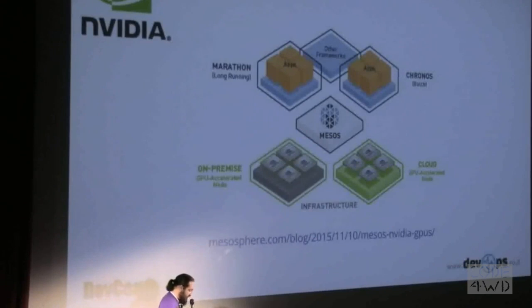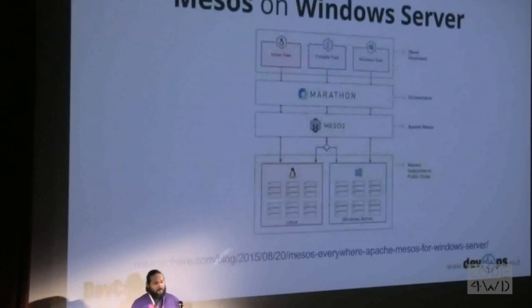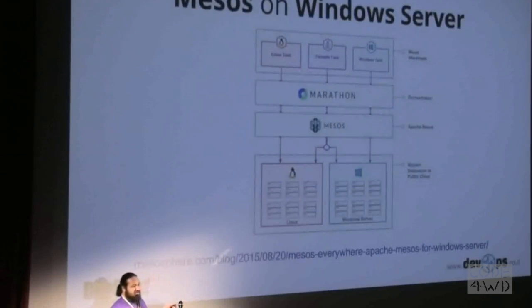Another surprising company is Microsoft with Windows Server. So Mesos is not constrained to Linux, unlike Docker at the moment. It can actually run any kind of task on any kind of operating system, because it's just a stupid scheduler.